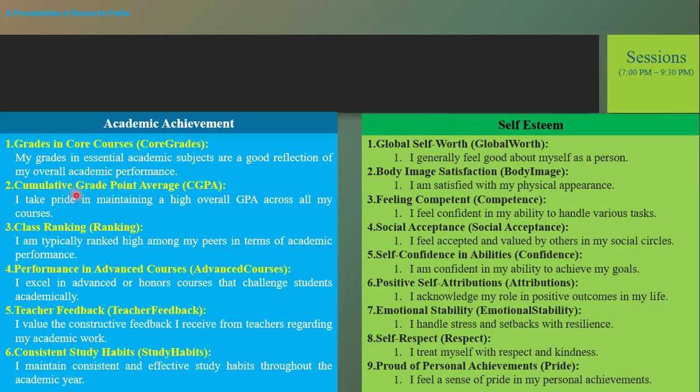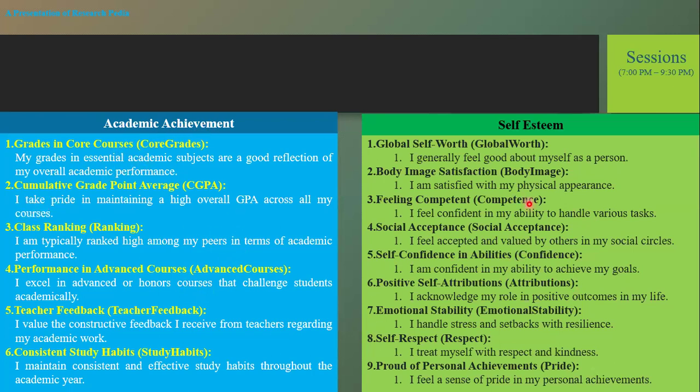In the same way, if we see the second indicator, it shows "I take pride in maintaining a high overall GPA across all my courses." So high GPA is basically causing the academic performance. In the same way, "I typically rank high among my peers in terms of academic performance." So here it is also causing your reflective construct. The fourth statement is "I excel in advanced or honors courses that challenge students academically." So this statement is also reflecting the academic achievement.